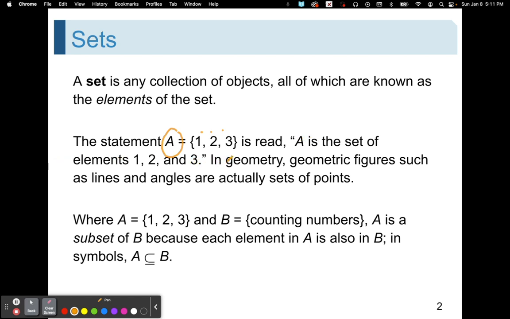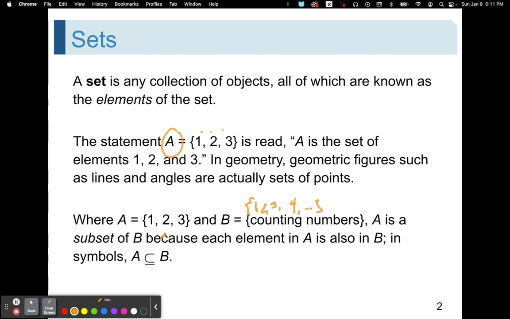In geometry, geometric figures such as lines and angles are actually sets of points. We'll get to that as we move through this. Where A is the set 1, 2, 3, and B is the counting numbers. Remember, counting numbers are 1, 2, 3, 4, and then dot, dot, dot all the way to infinity. So that's what counting numbers would be.